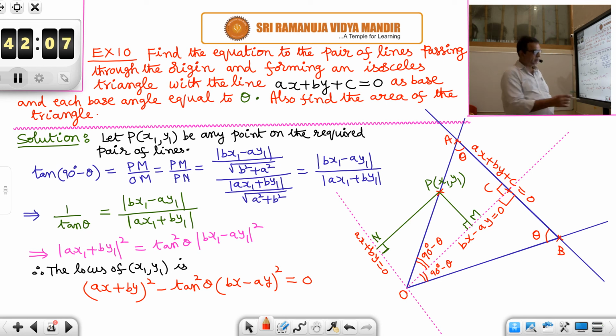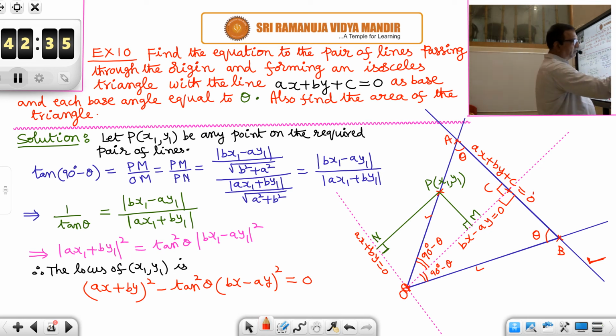See, first I will explain the diagram. Nothing is given, only one line ax plus by plus c is equal to 0 is given, that is this line. The origin is given. We want two lines passing through origin, this line and this line. The lines must form what? An isosceles triangle with this line ax plus by plus c is equal to 0 as base, and each base angle equal to theta. That means this angle is theta, this angle is also theta, base angle.